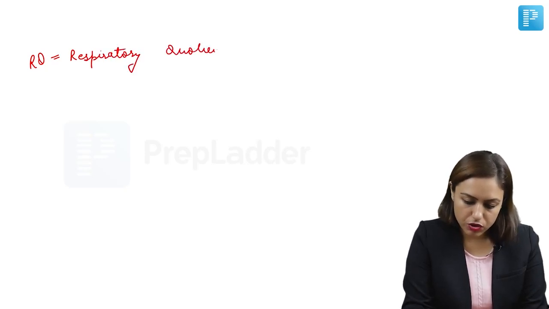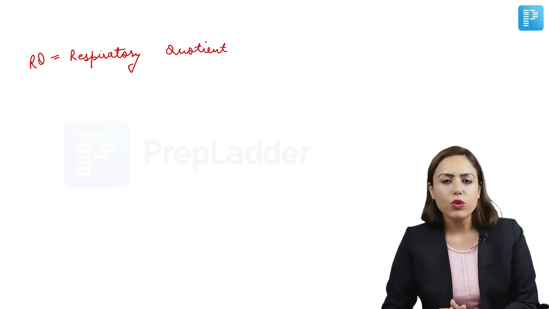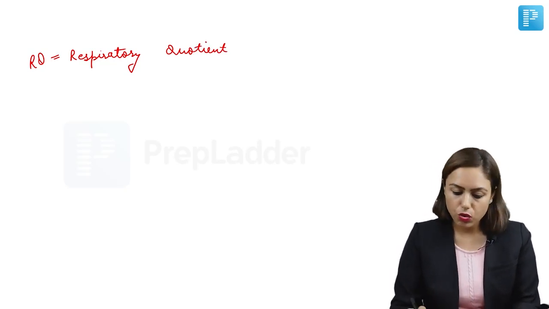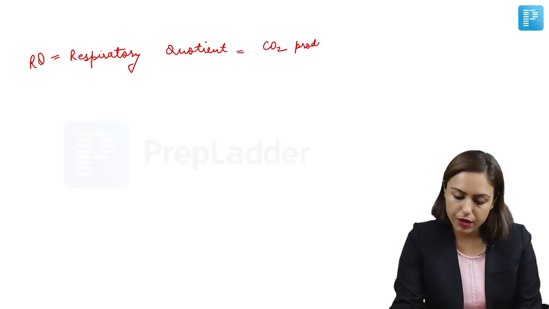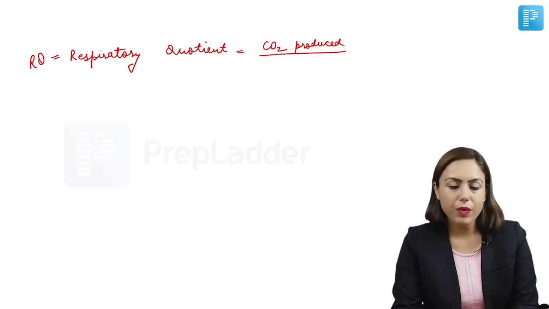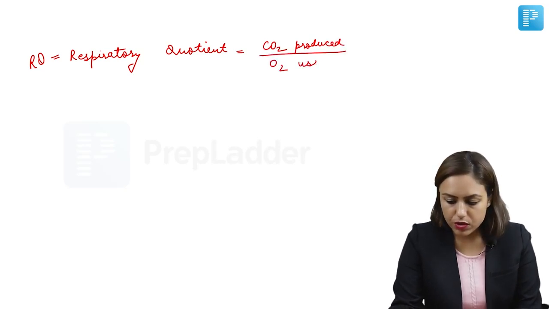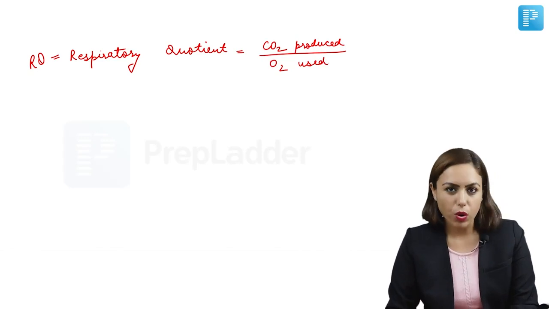Respiratory quotient. Many questions are asked on this. Okay. So what is RQ? RQ is the amount of carbon dioxide produced divided by the amount of oxygen used during metabolism.